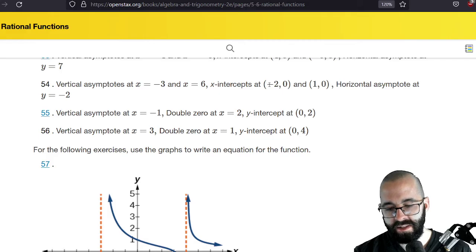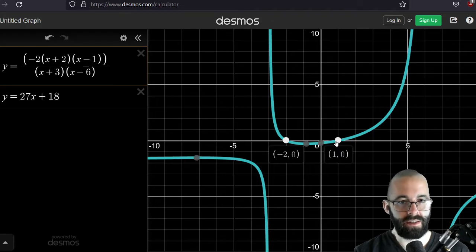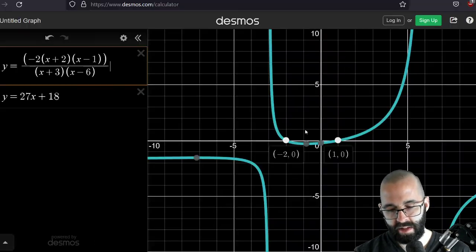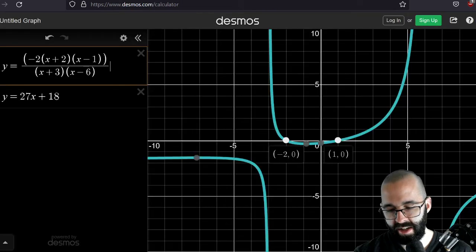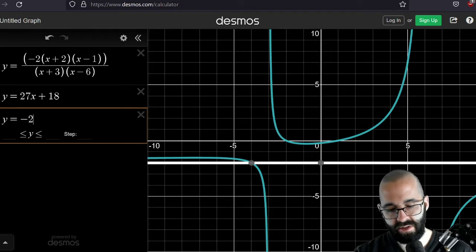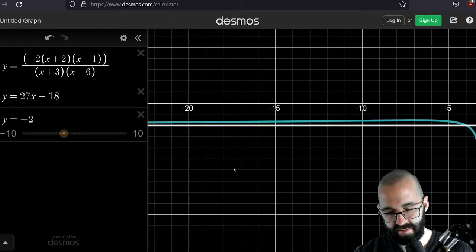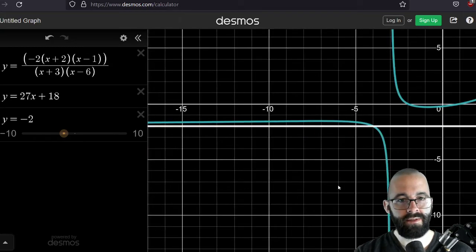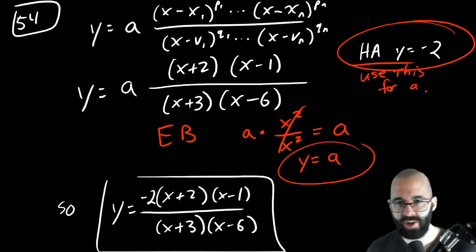We also needed x-intercepts at -2 and 1. Good, we got the right x-intercepts. And then it also wanted us to have a horizontal asymptote at -2. Is there a horizontal asymptote at -2? Looks like it on that side. We're good to go. Good way of checking your answer right there.